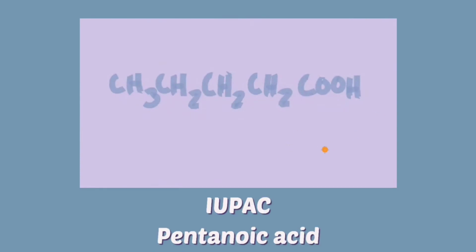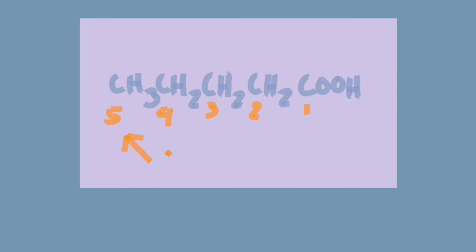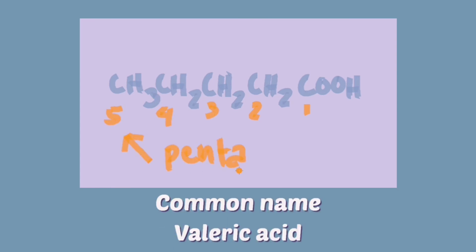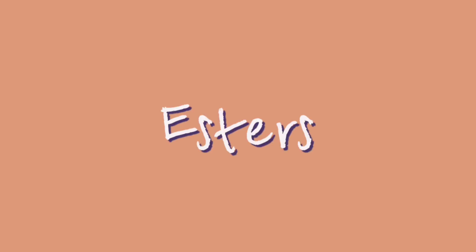For this condensed form, the IUPAC name of this is pentanoic acid simply because there are 5 carbons and the prefix name for that is penta. For the common name, because there are 5 carbons, this will be called valeric acid.